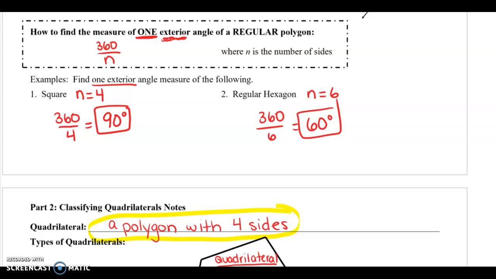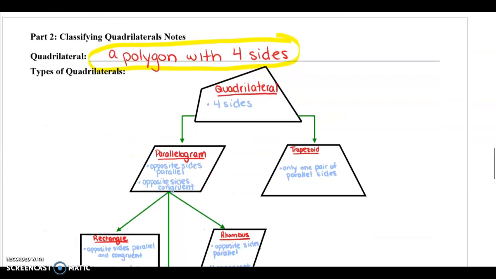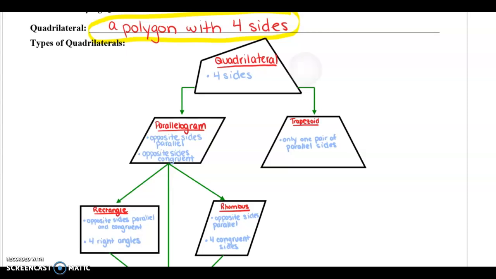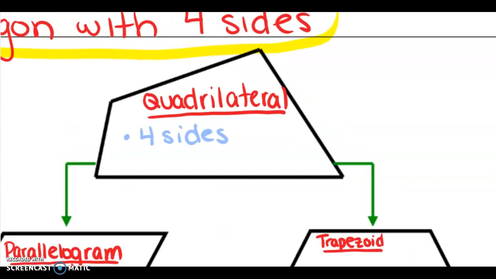So we're actually going to go through and talk about those using this flow chart. So first, fill out a quadrilateral. So the top one is a quadrilateral. It just has 4 sides. So every figure I'm going to give you from here on out is going to be a 4-sided figure, so it's going to be able to be called a quadrilateral.